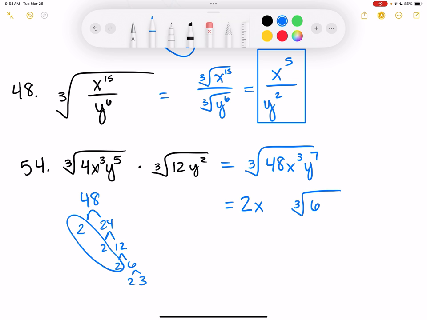What about the y's? It's just y to the 7 over 3. How many y's is this? 7. I need to take them out in groups of 3. So you can maybe take out 2 groups of 3 and 1 left over. So you can take out 2 y's. So y squared. What's left in here? Y.